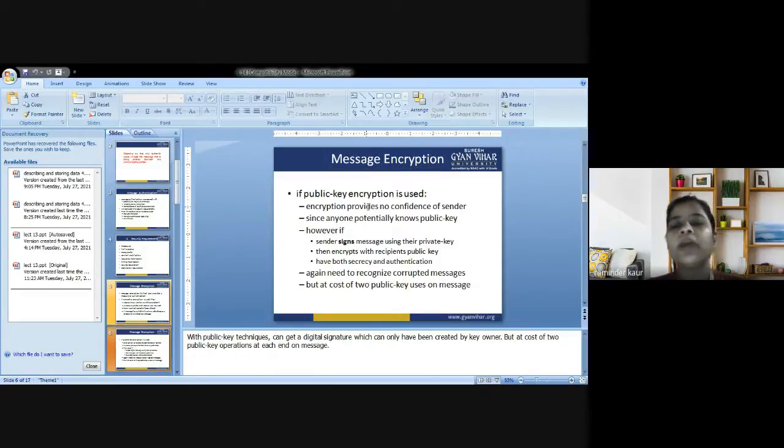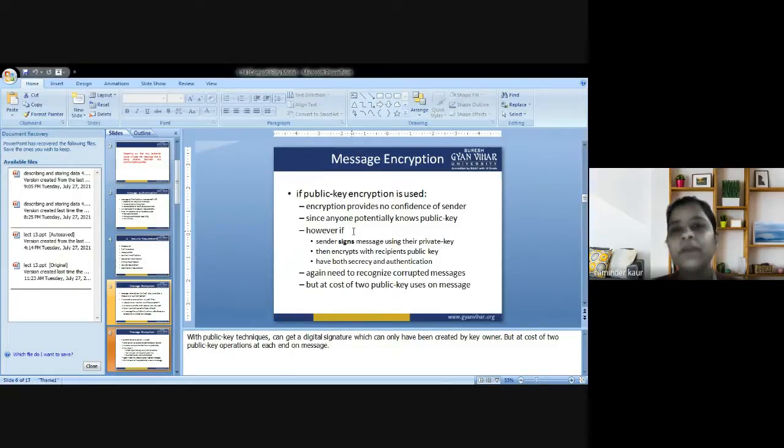So there are more points that are associated with message encryption. What are those? Let's discuss one by one. If public key encryption is used, before we discussed private key encryption, now we are using public key encryption, in which we are supposed to use two keys. Encryption provides no confidence of the sender, since anyone potentially knows the public key, because we are using two keys, one private key and one public key. So the public key is known to each and everyone involved in the transmission. It is not maintaining any privacy of the information being shared between two parties, and anyone can potentially know the public key.